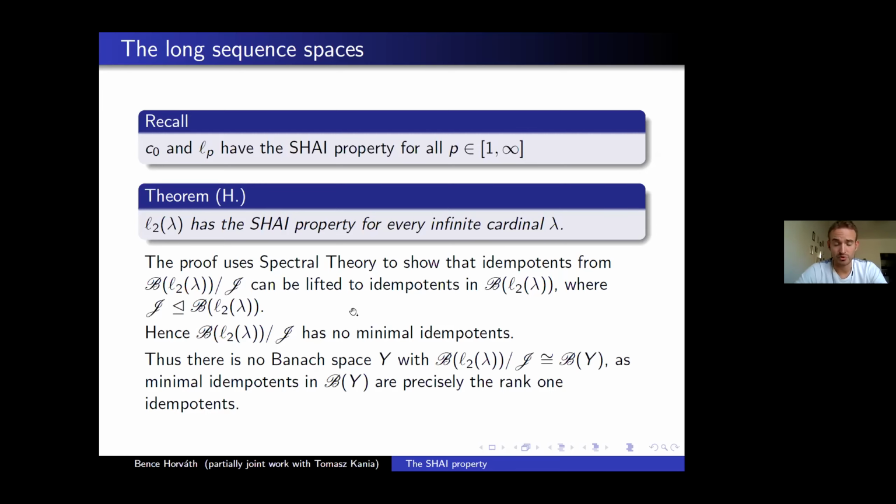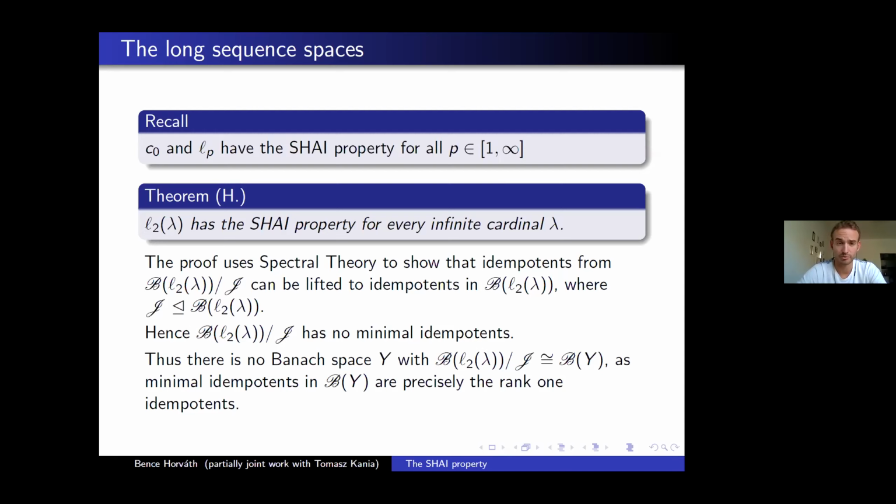And then one argues that if you could have a surjective non-injective algebra homomorphism into some B of Y, where Y is infinite dimensional, then you would have an isomorphism of these two. And this one doesn't have minimal idempotents, whereas this, of course, has many minimal idempotents, because in B of Y, the minimal idempotents are precisely the rank 1 idempotents.